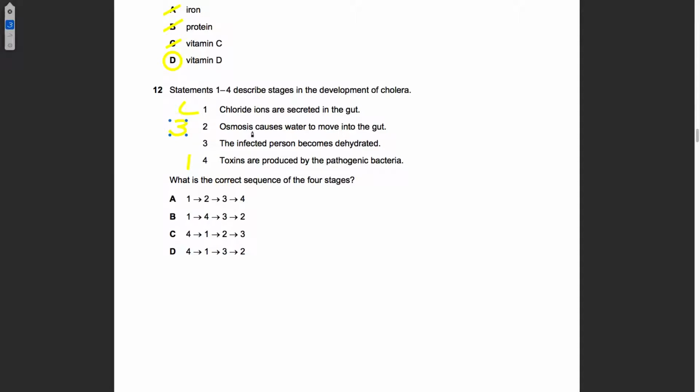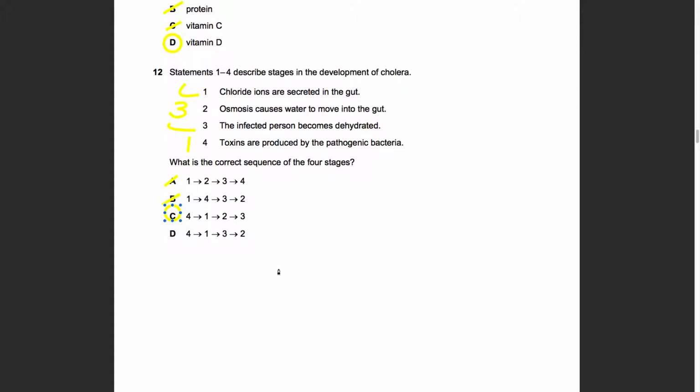And then finally, due to the fact that that person's losing water from the bloodstream and their cells into their intestine, which will be passed out via their feces, their diarrhea, this is going to cause dehydration as the final step. So let's have a look. 4 should be first. So let's eliminate A and B. Then the next thing is it should be number 2: osmosis causes water to move into the gut. And finally, 3 should be at the end: the infected person becomes dehydrated. All right, hopefully I didn't confuse you too much there.